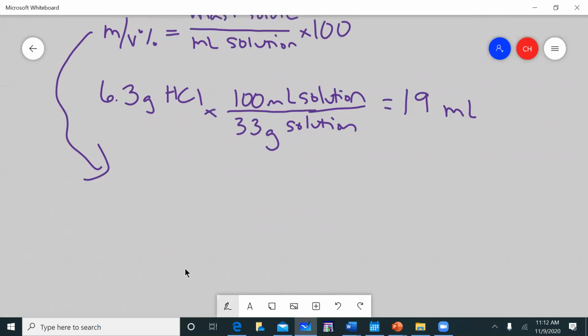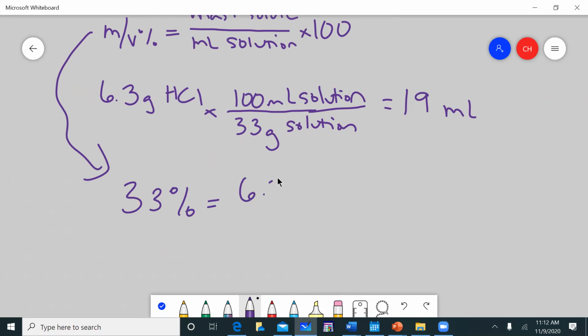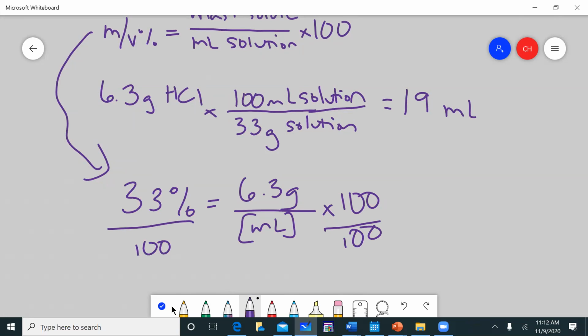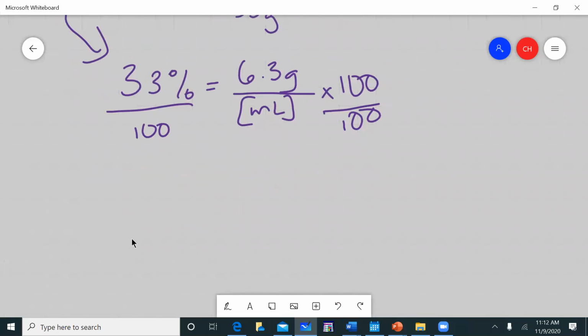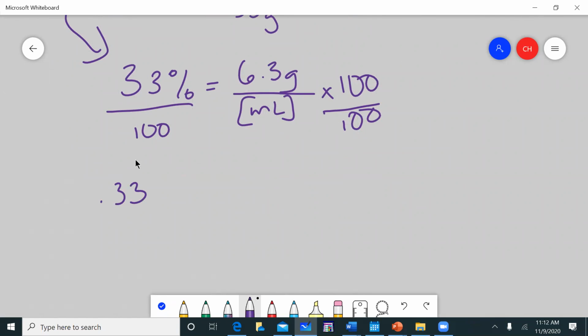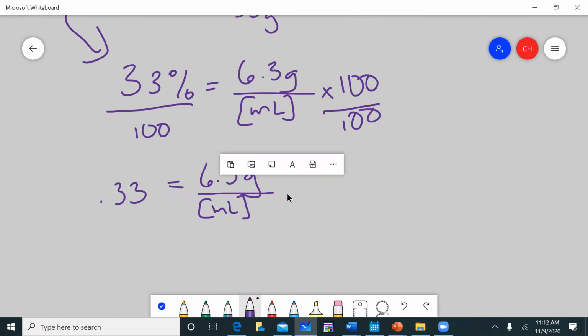So if I plug it in using this, my mass percent is 33%, and it's going to equal my 6.3 grams over my milliliters, which I'm trying to find, times 100. So going through this process, I'll divide by 100 on each side. What I end up getting is 0.33 is equal to 6.3 grams over my milliliters. I want to find milliliters, so I need to move milliliters to this side and the 0.33 over to this side. So I'm going to multiply this side by milliliters, because then it'll cancel.